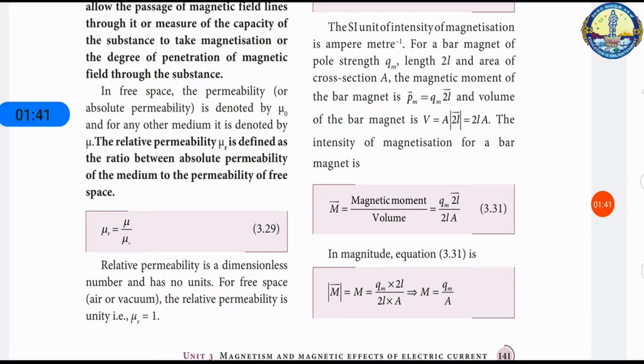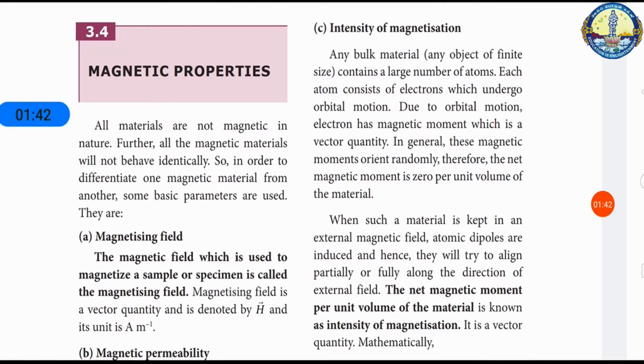Intensity of magnetization. Any bulk material contains a large number of atoms. Each atom consists of electrons which undergo an arbitrary motion. That is, in the nucleus we have protons and neutrons. The electrons move around the nucleus, so they are in orbit. Due to the orbital motion, the electron has a magnetic moment, which is a vector quantity. In general, these magnetic moments orient randomly. Therefore, the magnetic moment is 0 per unit volume of the material.